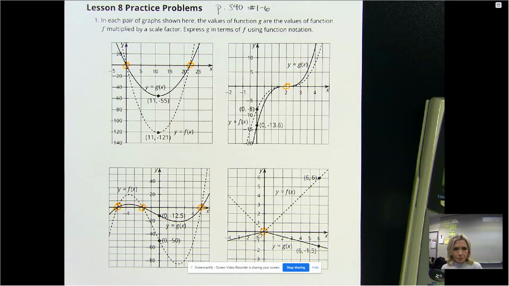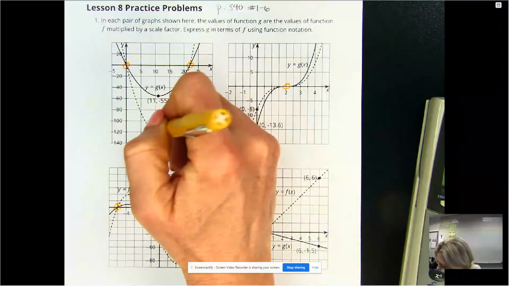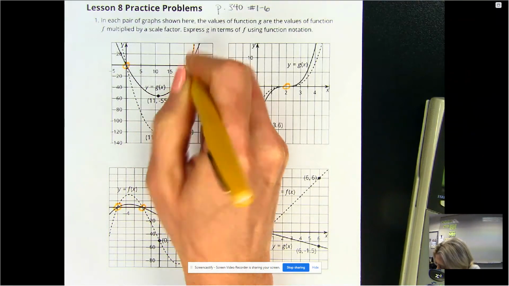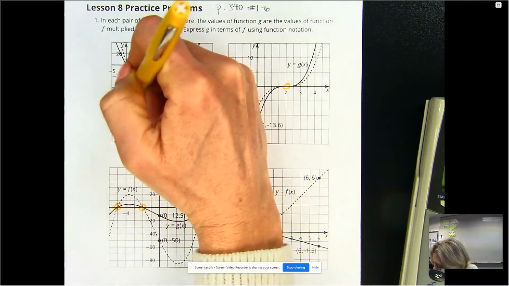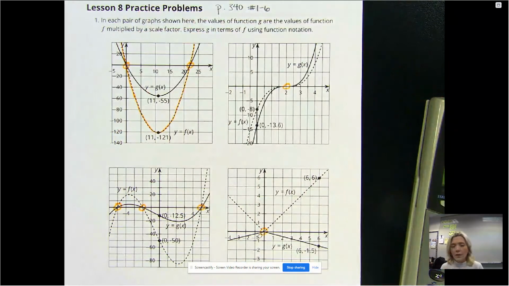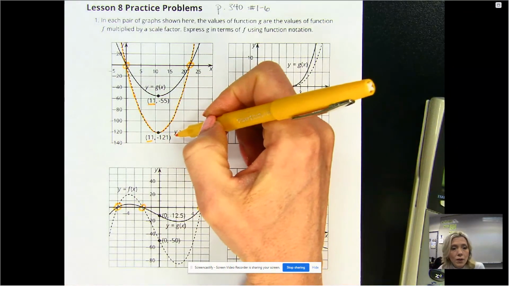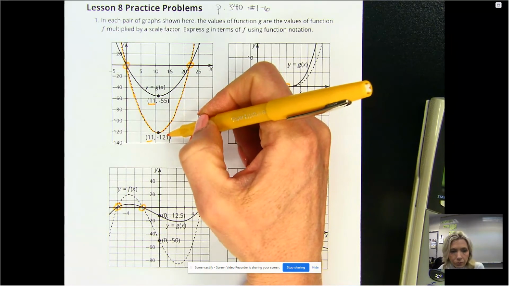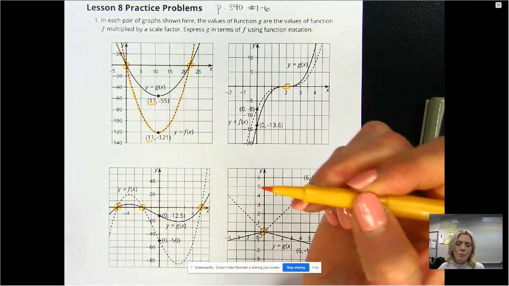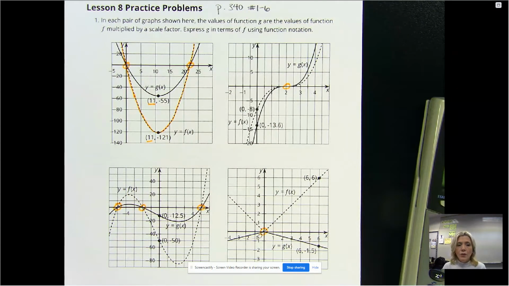So it says in each pair of graphs shown here, the values of function g are the values of function f multiplied by a scale factor. So for each of these, we are starting with the dashed function and trying to write a rule for the solid function. And to do that, we look at the pair of coordinates that we know. So these have the same x value, and the only thing that's been changed is the y value. And so the negative 121 has been multiplied by something to get negative 55.